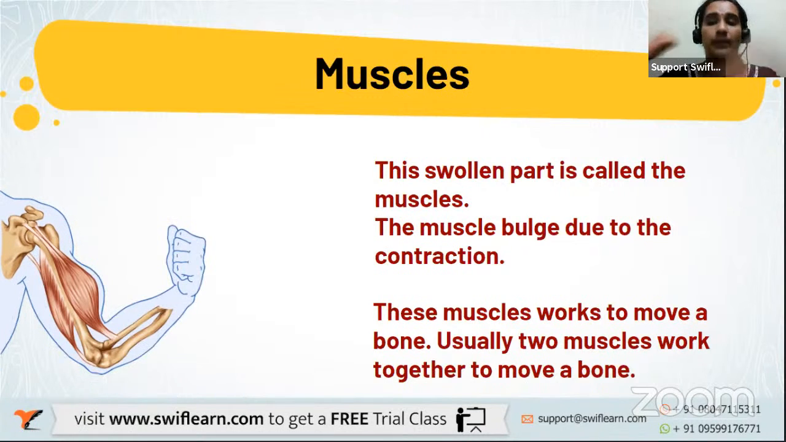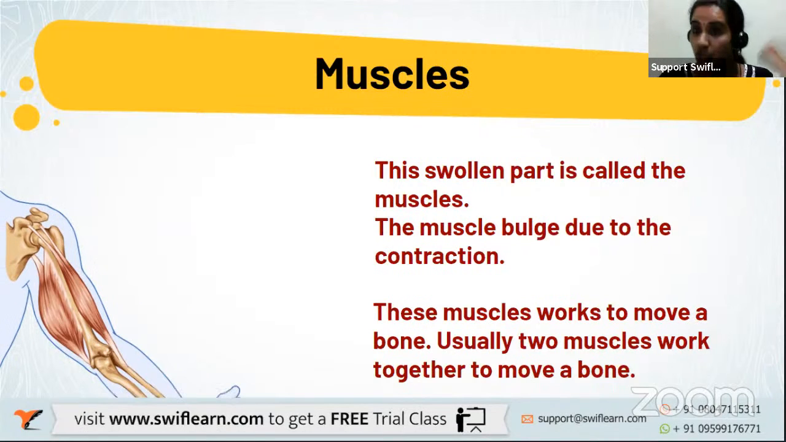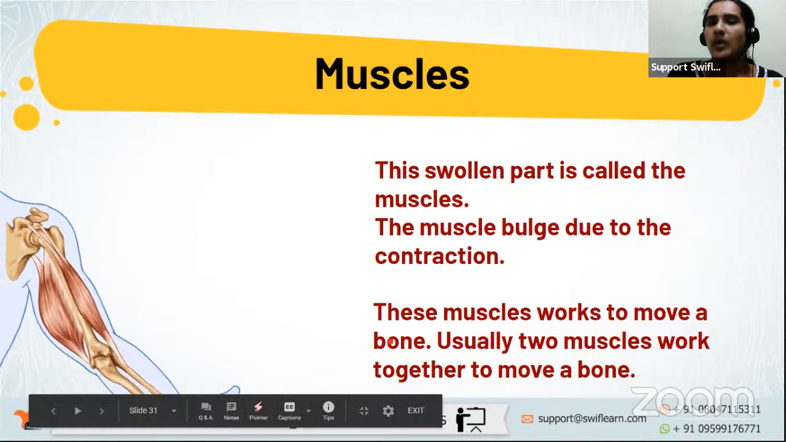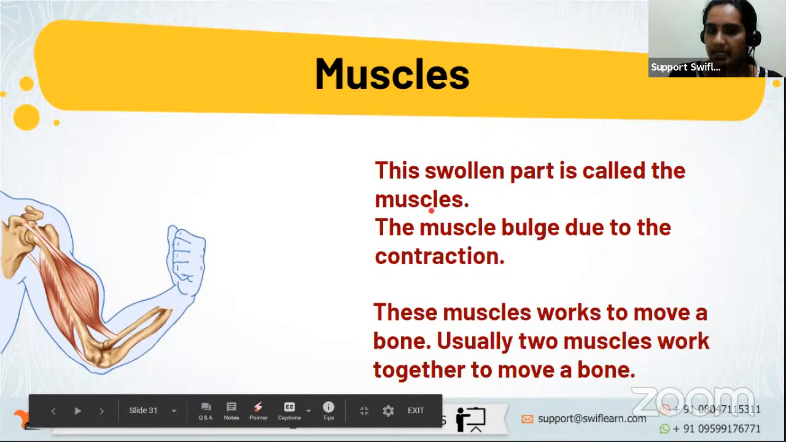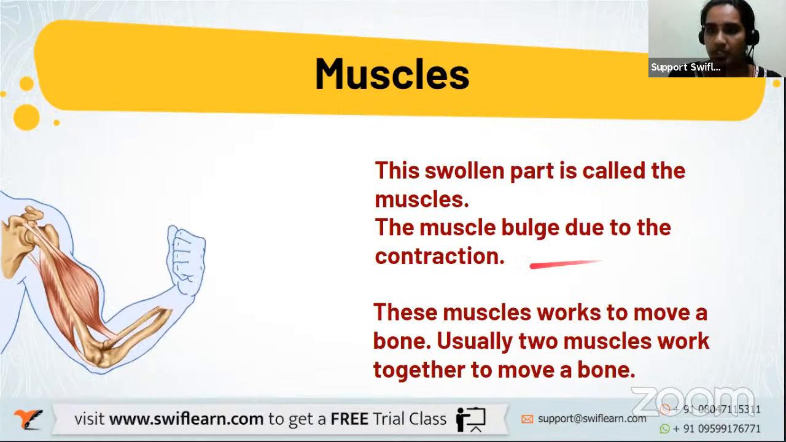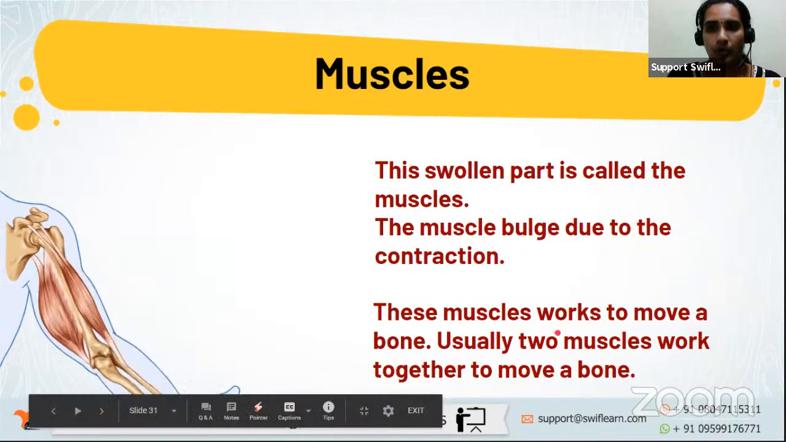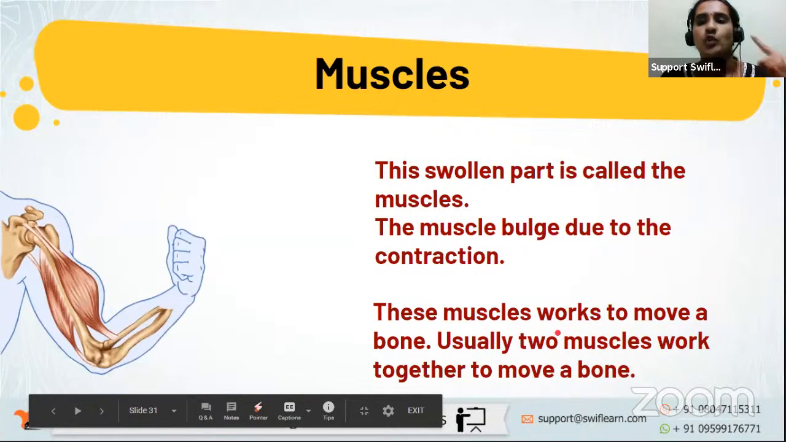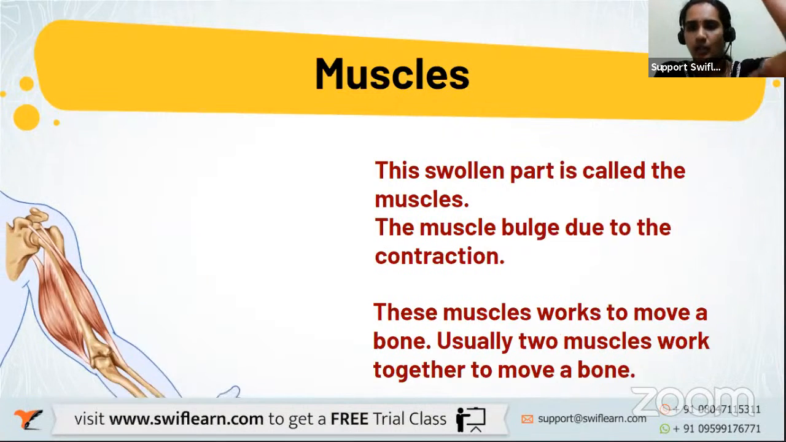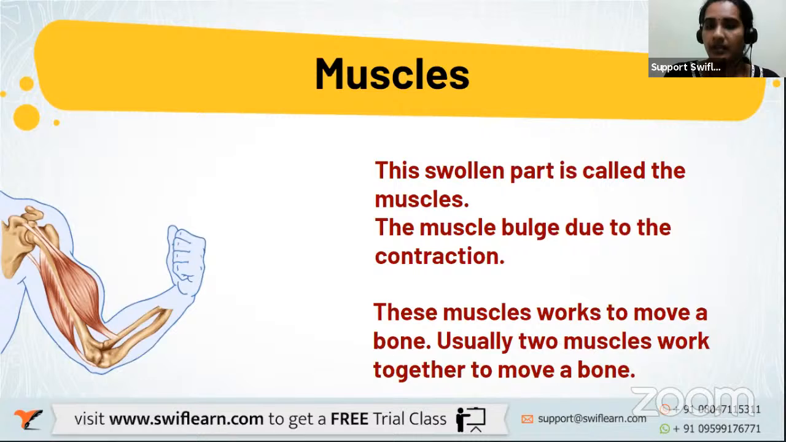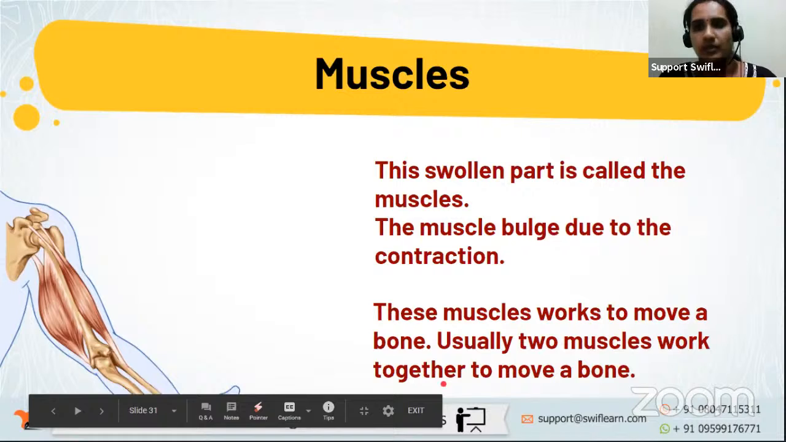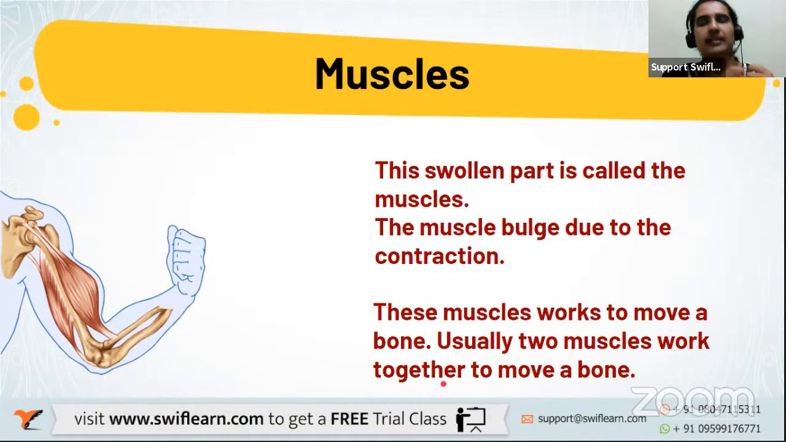So the bones are able to move. We are able to move our bones. The swollen part is called the muscle. The muscle bulges due to contraction. Usually two muscles, the upper one and the lower one, biceps and triceps, work together to move a bone. Only when the two muscles work together are the bones moved. Understood? Is it clear for you?